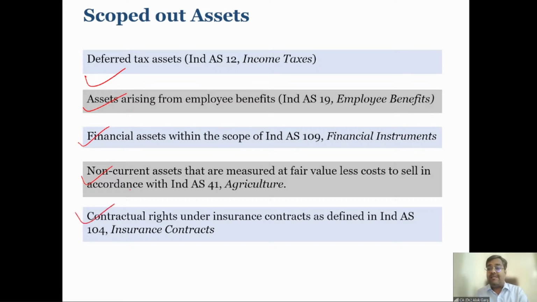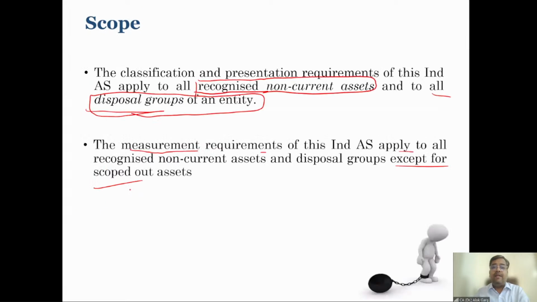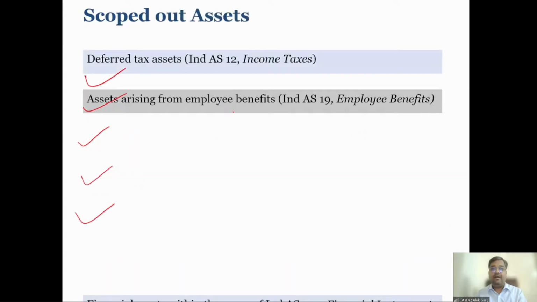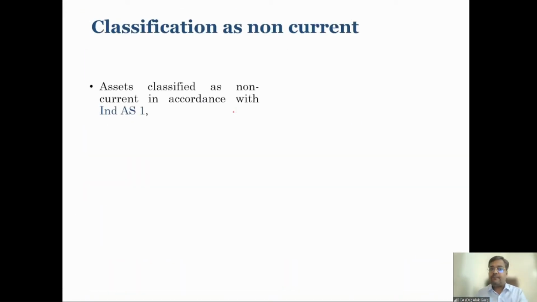But if there is an intangible asset, PPE, investment property, right? If these assets are classified as held for sale, then which standard's measurement requirement will be applicable? Friends, it is written that the measurement requirement of this Ind AS applies to all recognized non-current assets and disposal groups. It means for PPE, CWIP, investment property, intangible asset, the measurement requirement of Ind AS 105 will be applicable when these assets have been classified as non-current asset held for sale or disposal group held for sale. Right? Is it clear, friends?